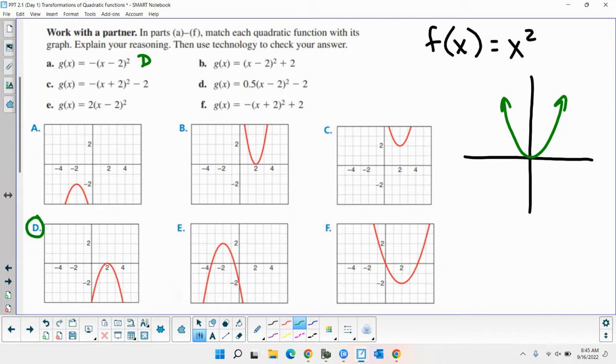Let's look at B. No negative out front, so it's one of the B, C, or F, the ones that open up, right? This one has moved right 2. We did the x minus 2. What's the plus 2 outside? Up 2, right? So right 2 there, but not up 2. Right 2, up 2. So that would be C, right? You with us? Making sense? Right? Good.